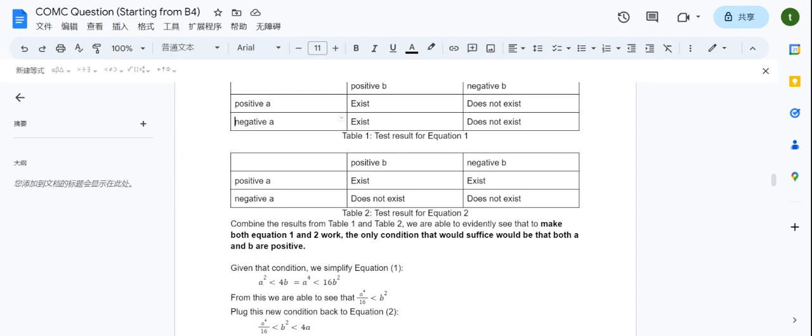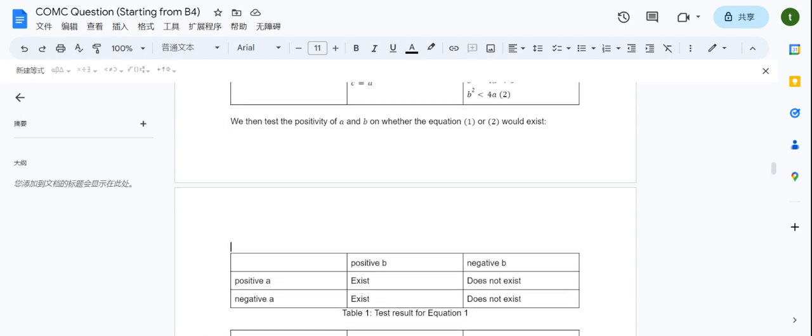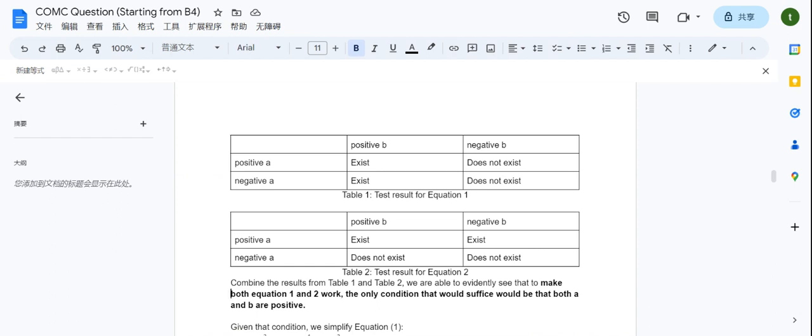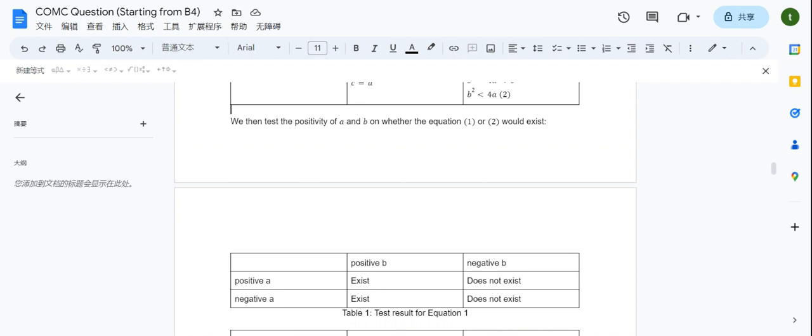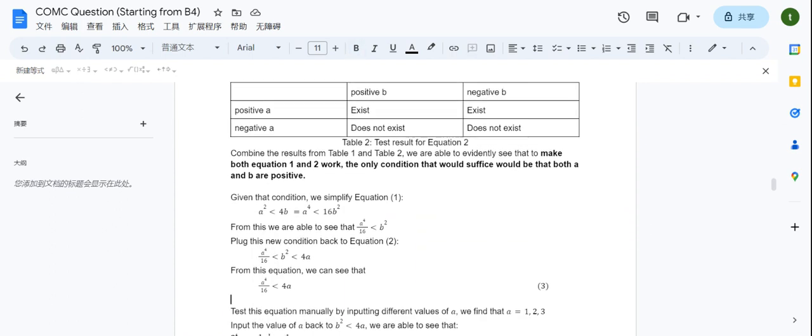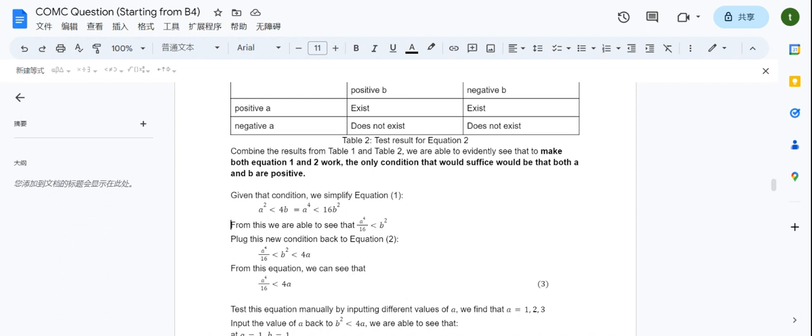Know that at a positive a and positive b, the equation definitely exists. But for a negative a and positive b, it won't. Why? This is because b squared is a positive number, since a positive square is positive, and 4a, 4 times a negative number, is definitely negative. Since a positive number cannot be smaller than a negative number, a negative a and positive b will not exist.